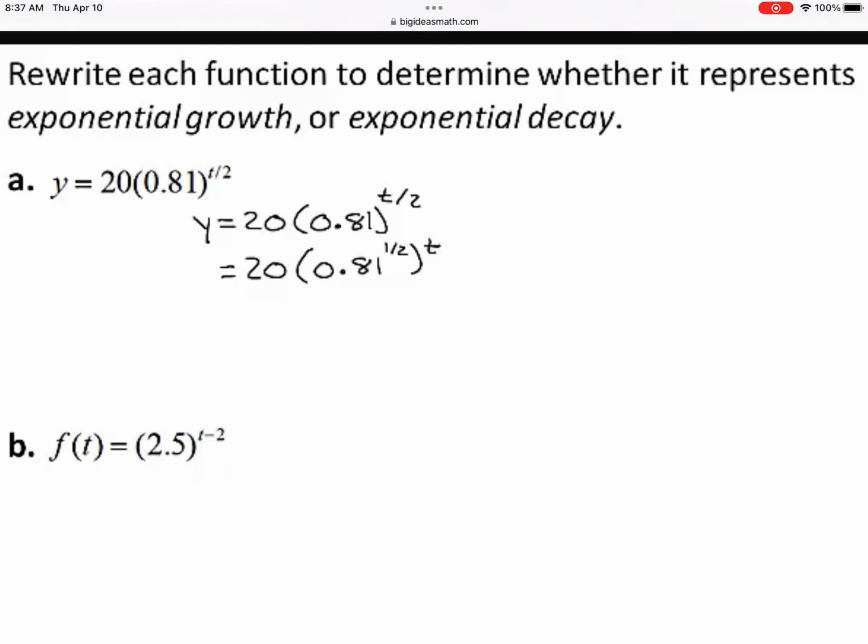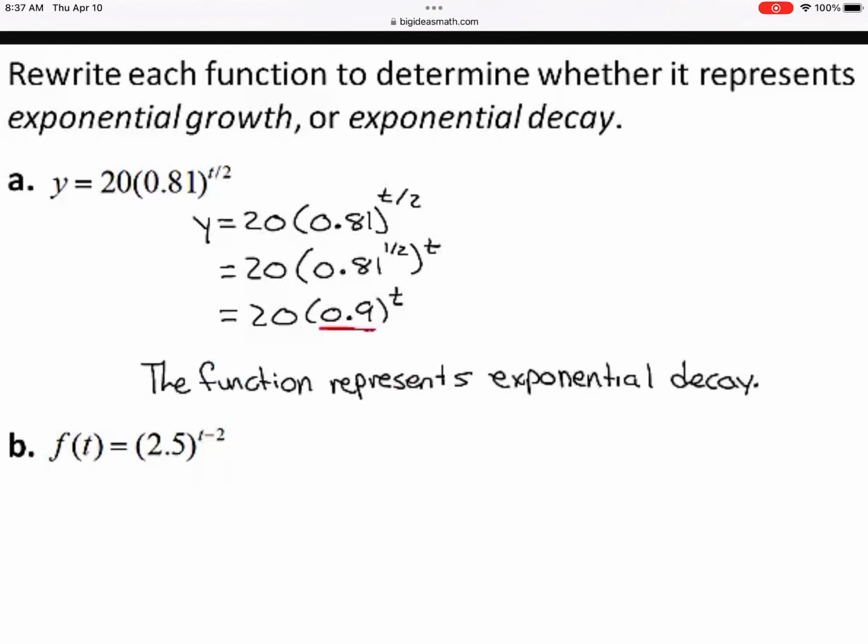Then evaluate 81/100 to the 1/2 power to get y equals 20 times 9/10 to the tth power. Because the decay factor 9/10 is less than 1, the function represents exponential decay.